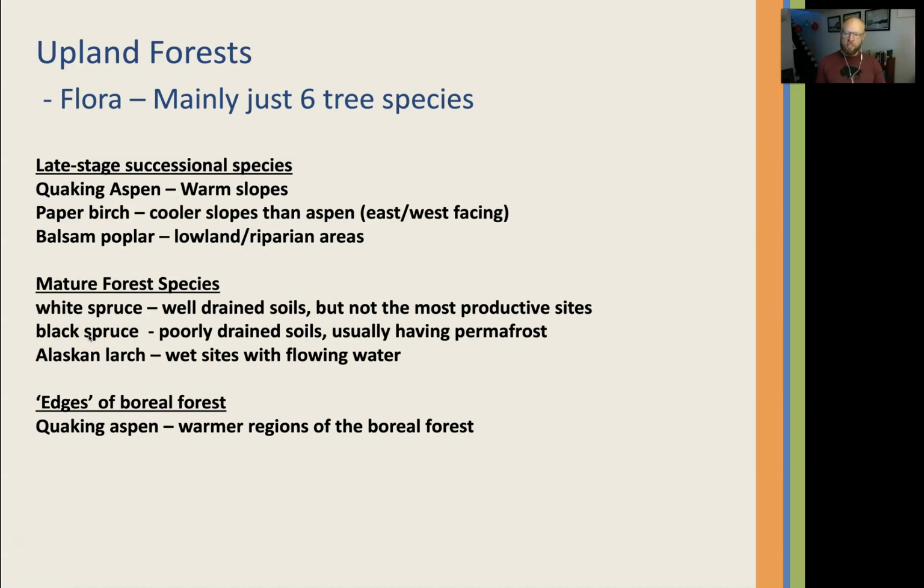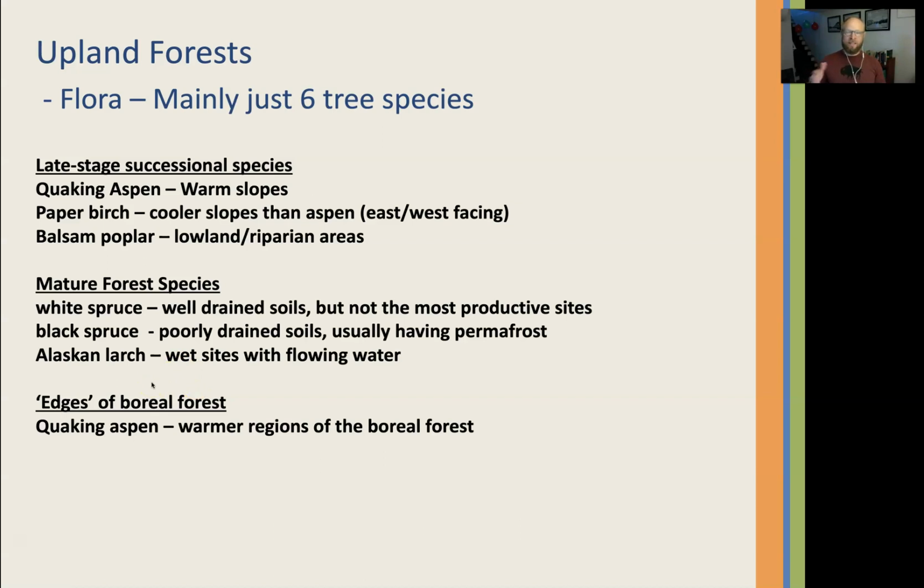And the thing you really need to remember about these two species is white spruce dominate areas that don't have permafrost, and black spruce dominate areas that do have permafrost. And often, if there's no disturbance, the white spruce will eventually be replaced by black spruce, and that would be the dominant species. But most of the time, we have a mix of those two species. And then there are areas, really wet areas, that are going to be dominated by Alaskan larch.